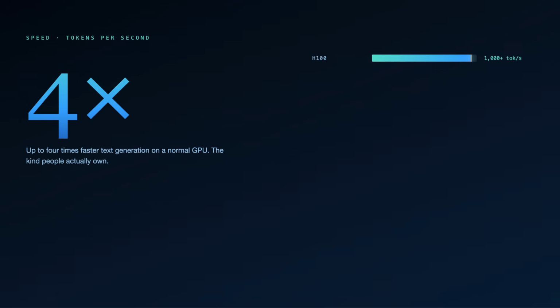We're talking over 1,000 tokens per second on an H100 and over 700 tokens per second on a consumer RTX 5090. That last number matters because that's a card people actually have at home.